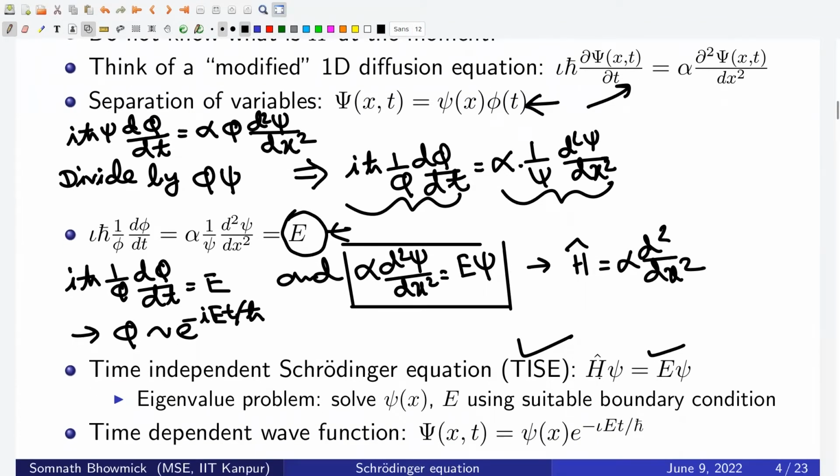Note that this is an eigenvalue problem because H is a differential operator, and it operates on this function psi, and I get some constant times the same function. That means this is an eigenvalue problem, and we have to solve for psi(x) and E using suitable boundary conditions. Once we do that, then we can write the time dependent wave function as psi(x,t) equals psi(x) times e to the power minus iEt/h-cross.